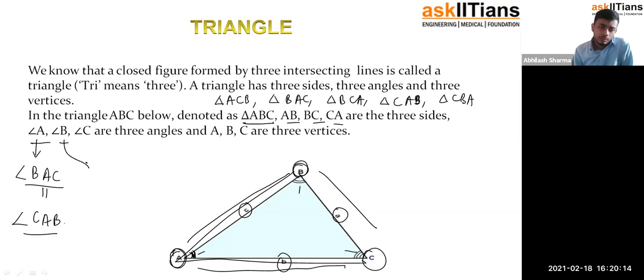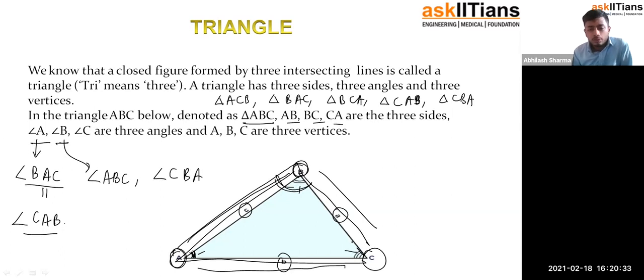What about angle B? How can we name angle B? One of the ways is angle B itself. Another way can be angle ABC, because from A to B we go, then from B to C we go. Then obviously the angle made is this angle only, correct? We can also name it angle CBA, because you can also go from C to B, then from B to A, and the angle created is the same angle. So these are the only three ways of naming this particular angle.